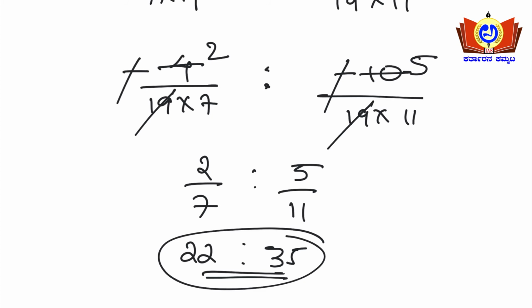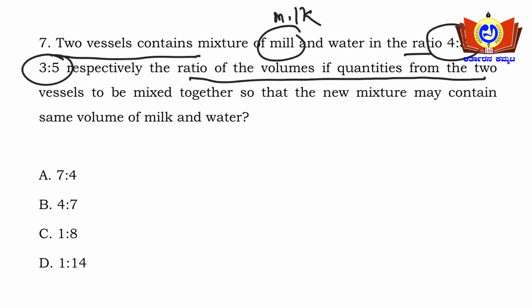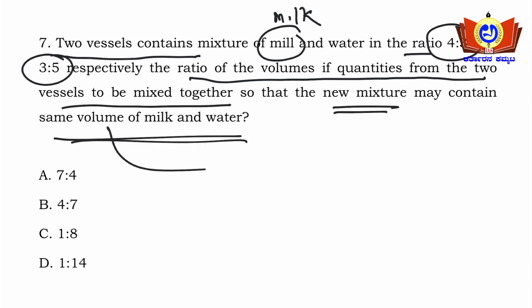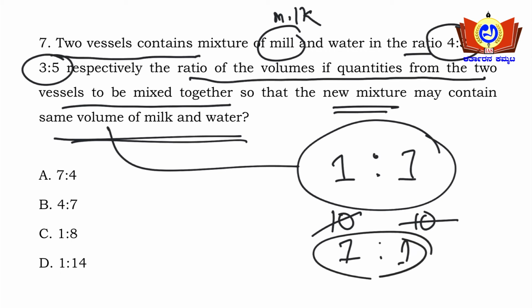Moving on to the next question. Two vessels contain a mixture of milk, no, it is milk and water, sorry for the wrong word, in the ratio 4:3 and 3:5 respectively. What is the ratio of volumes of quantities from the 2 vessels to be mixed together so that the new mixture may contain the same volume of milk and water? Same volume of milk and water means 1:1. If 10 liters of milk is there, 10 liters of water should also be there. So 10 and 10 get cancelled, so 1:1. The same volume of milk and water means 1:1 is the ratio here. In the next page I will solve it.